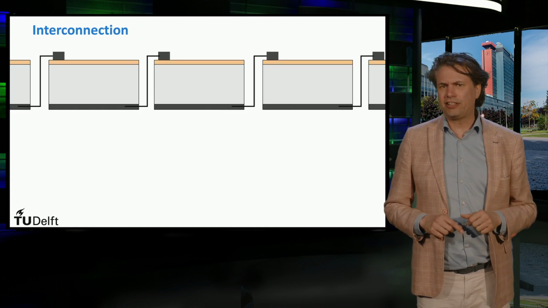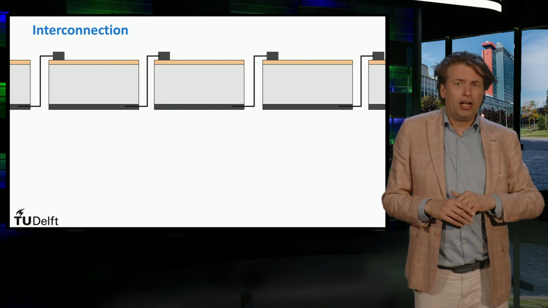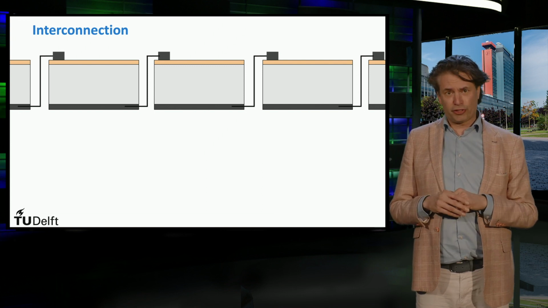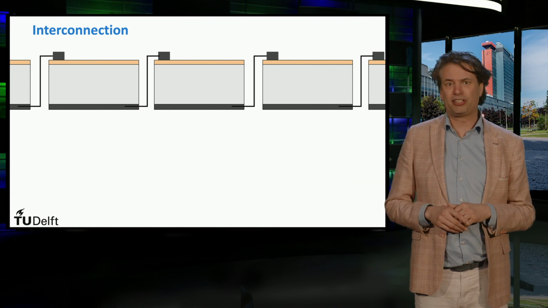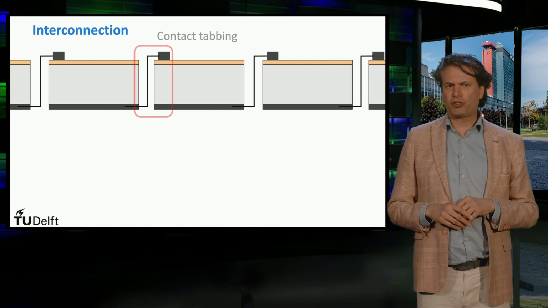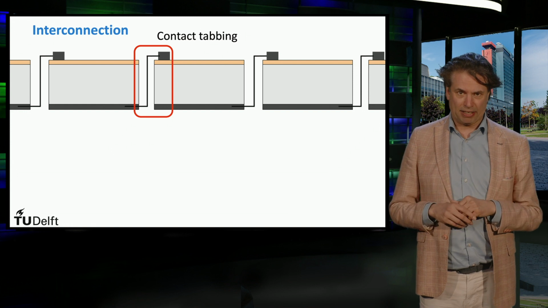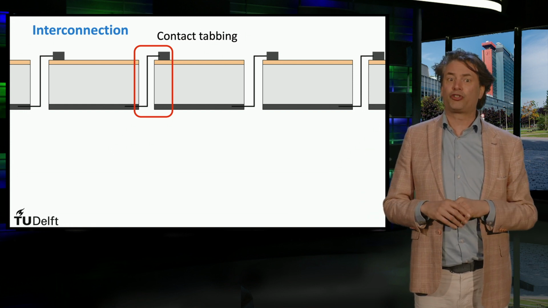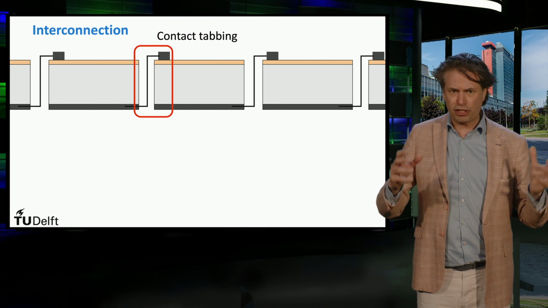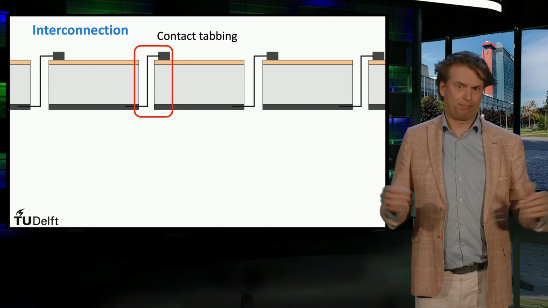In order to connect individual solar cells in a module, the bus bars at the front side will be connected to the back contact of the neighboring cell. This process is called contact tabbing. Here you see a cross-sectional view of a few solar cells connected in series. Such a series connection is called a string.